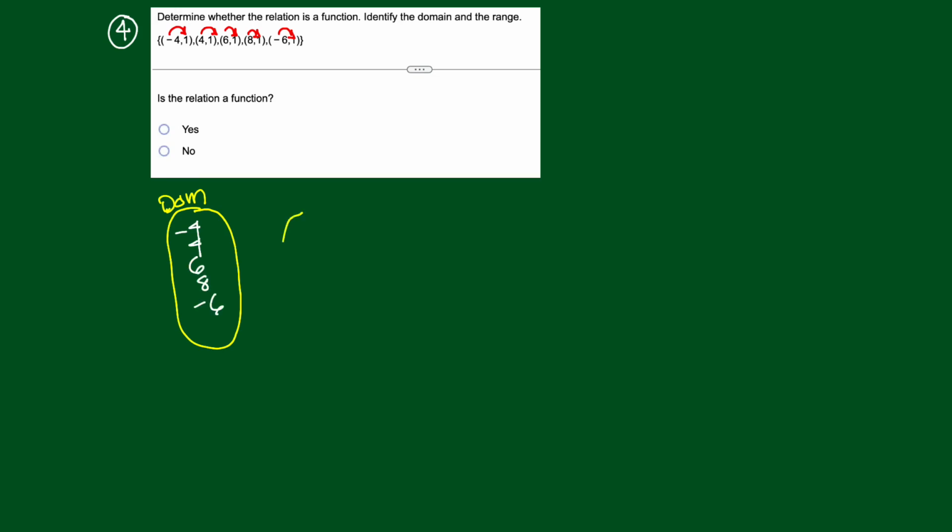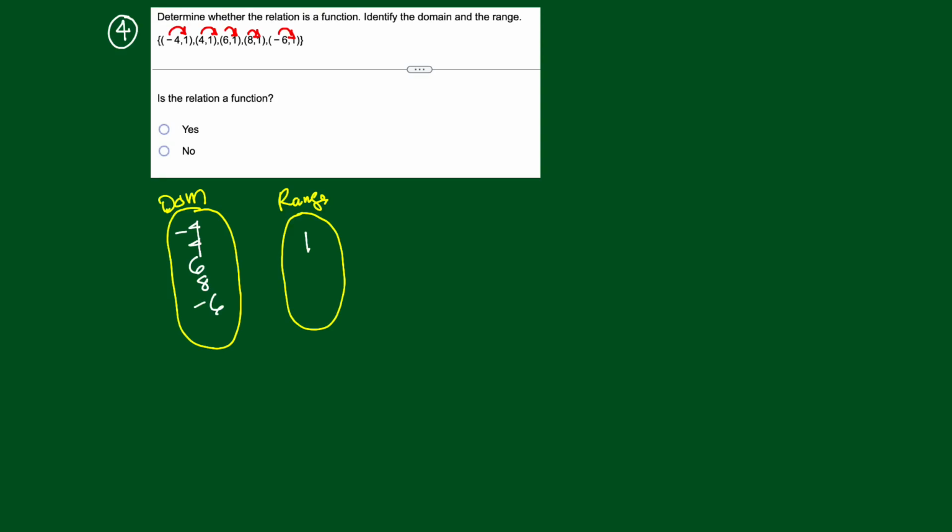Now the range, this is the collection of all the second elements. So look at the second elements. Well, they're all 1s, right? So there's only one element in the range, and it happens to be the number 1.